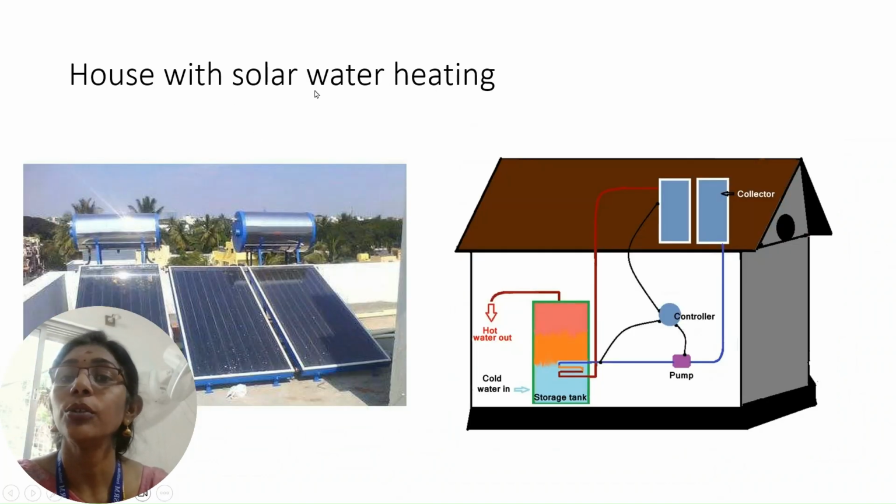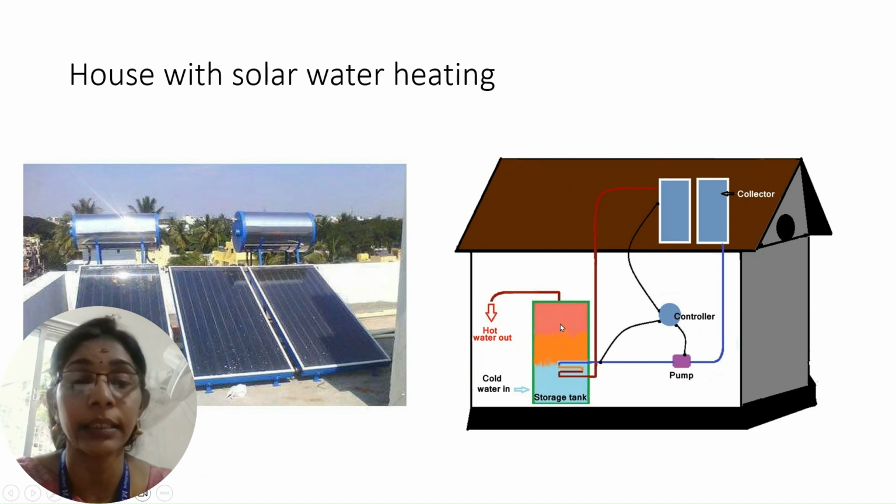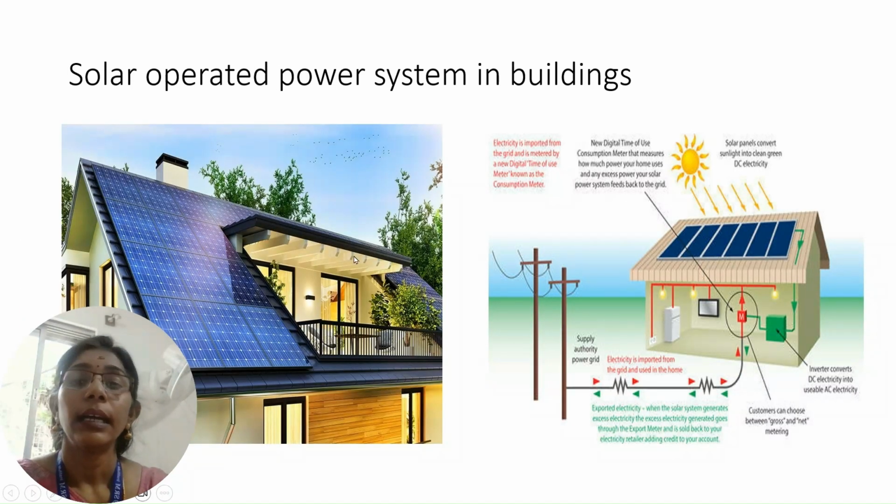And here you have a house with solar water heating. So with solar water heating, these are the solar panels which take in the solar heat, and this thermal heat is used to heat the water, and that water is circulated for various applications inside the house. Here the solar power is used to drive the entire energy requirement.